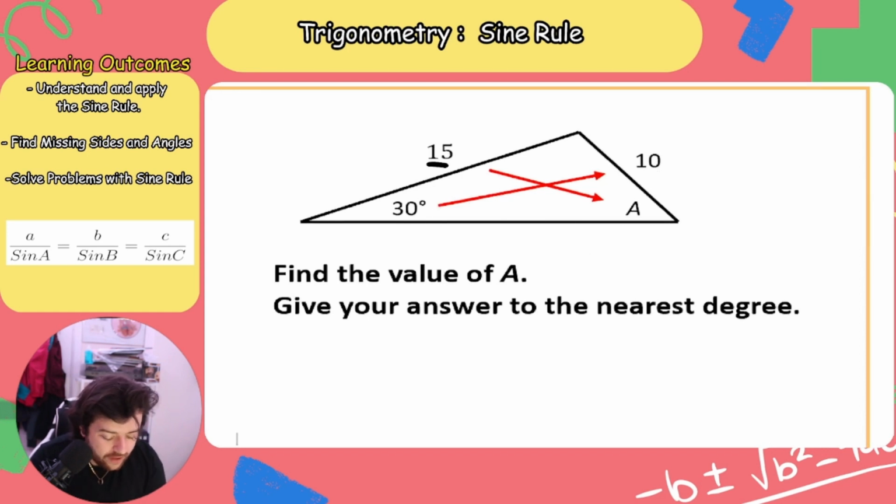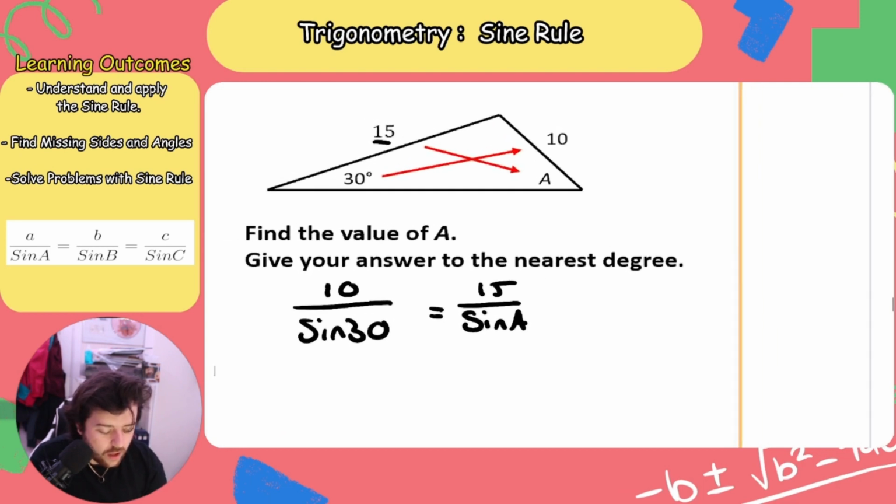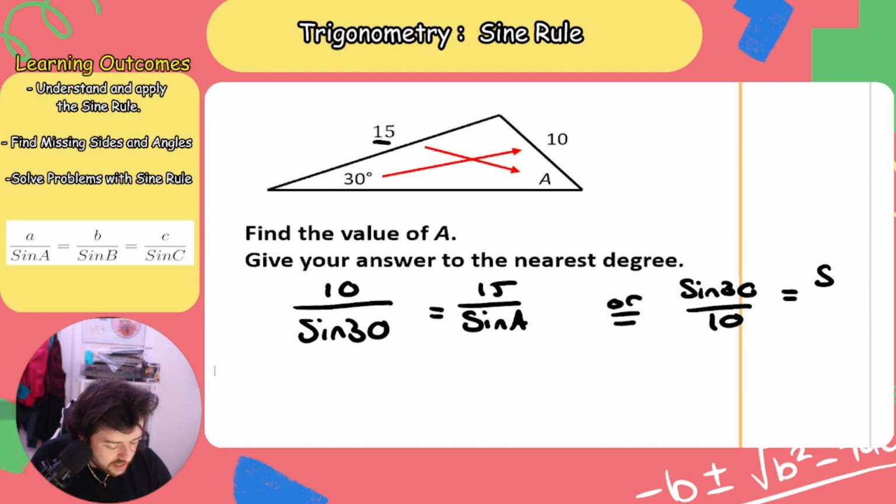So I know for a fact 10 divided by sine 30 is going to be equal to 15 divided by sine A. I need to find what this angle A is. A fun little fact: if I have two fractions equal to each other, their reciprocals are going to be equal to each other. So 10 over sine 30 equals 15 over sine A, and that's the same as sine 30 divided by 10 equals sine A divided by 15. It's going to make it easier for us to calculate what sine A is.